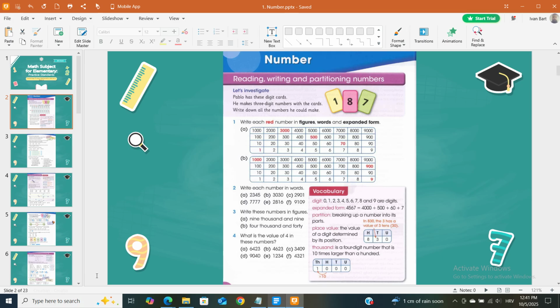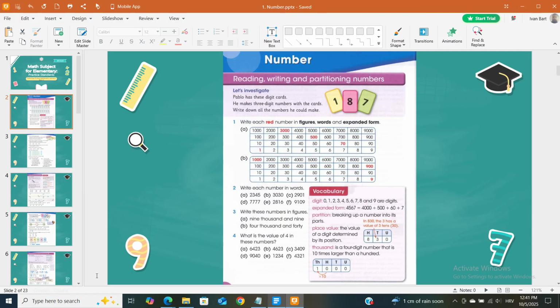(a) 2345. (b) 3030. (c) 2901. (d) 7777. (e) 2816. (f) 9109. Vocabulary. Digit. 0, 1, 2, 3, 4, 5, 6, 7, 8 and 9 are digits.